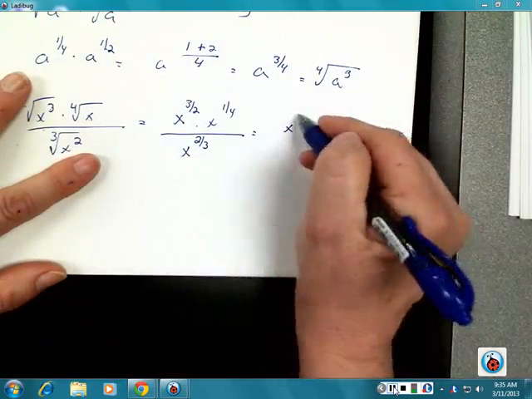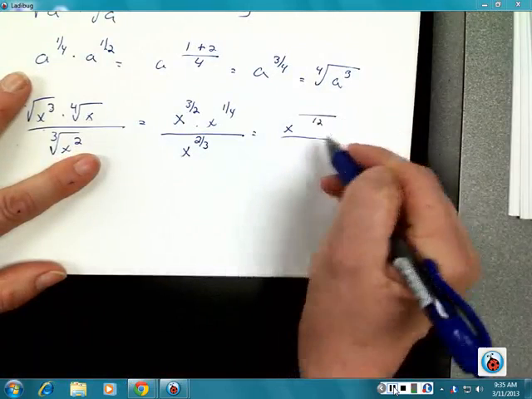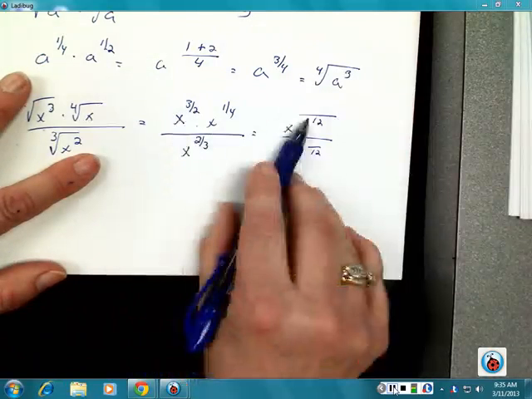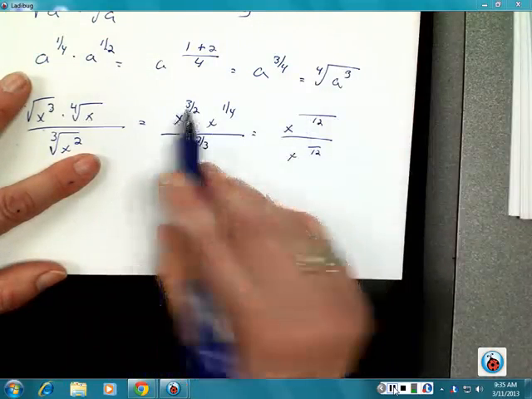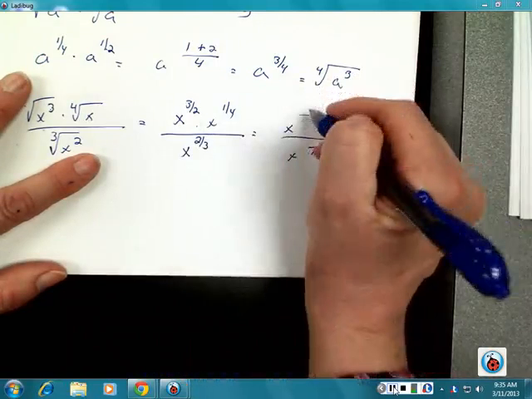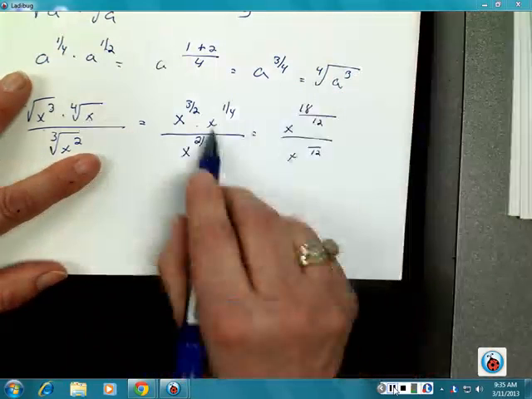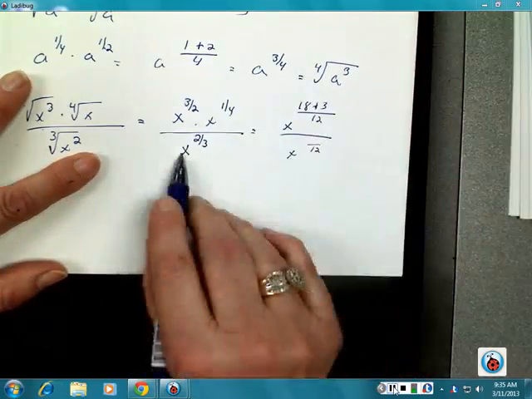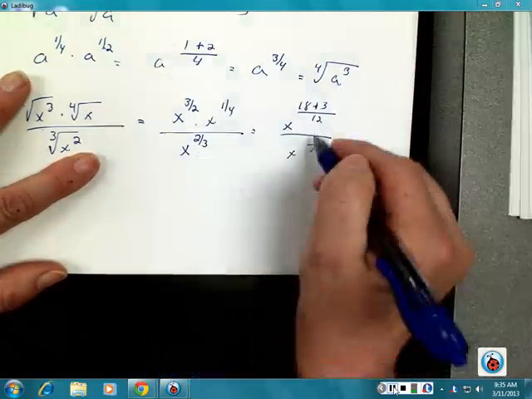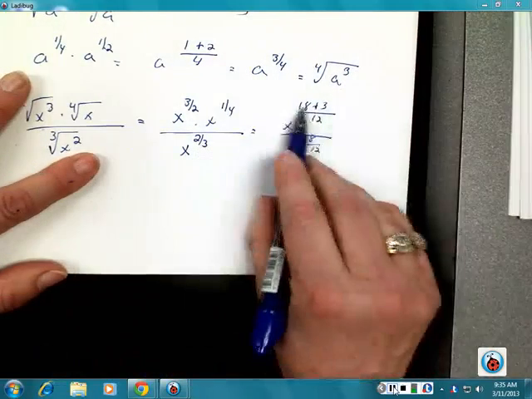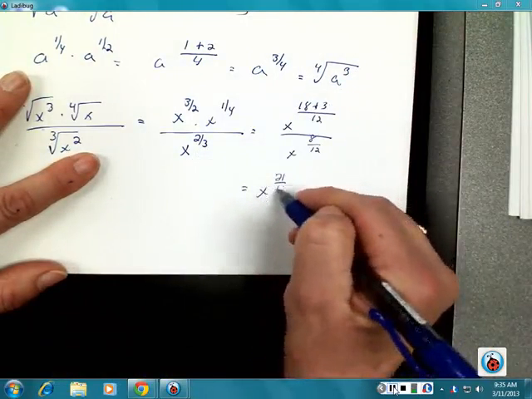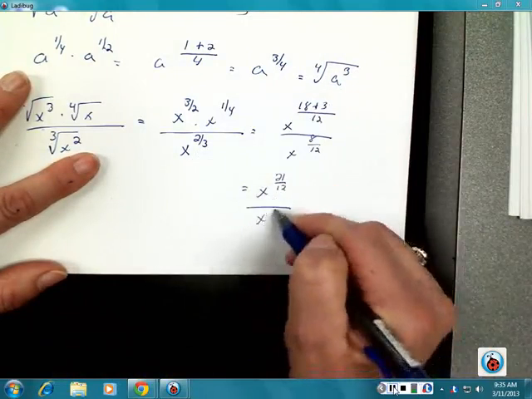12? Okay. 2 to the 12, 6. 6 times 3 is 18. 4 to the 12, 3. 3 times 1 is 3. Then in the bottom, 3 goes to the 12, 4. 4 times 2 is 8. So 18 plus 3 is 21 twelfths all over 8 twelfths.